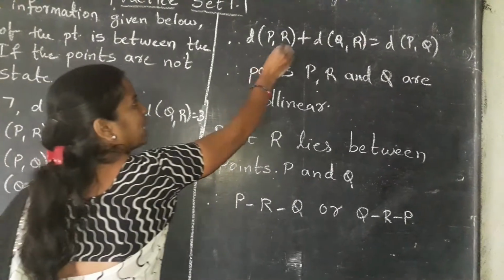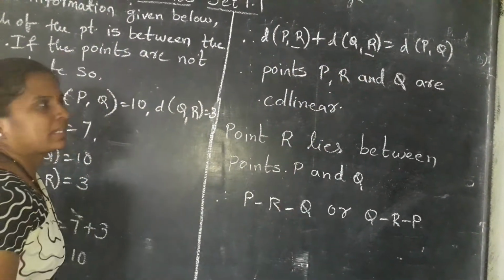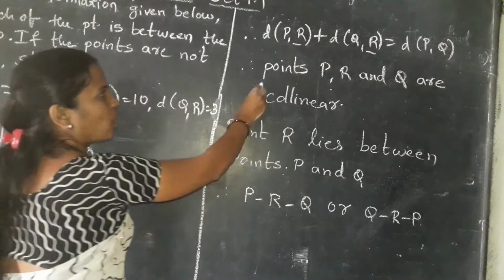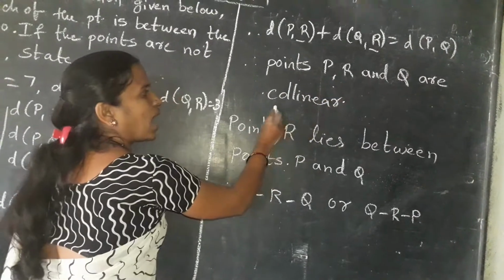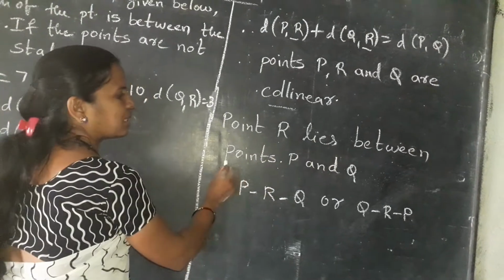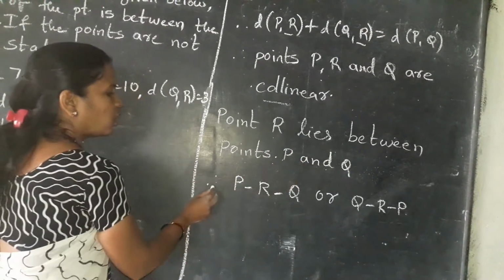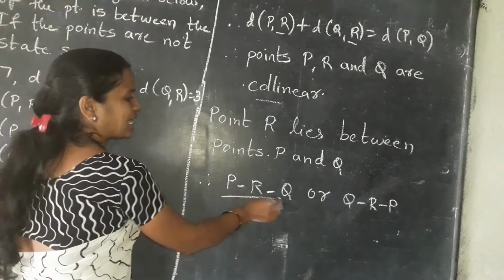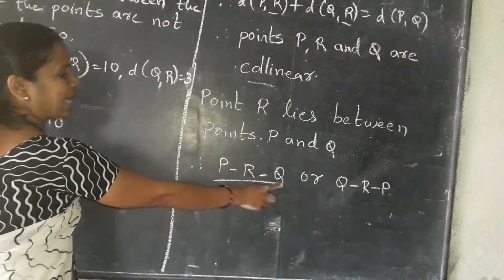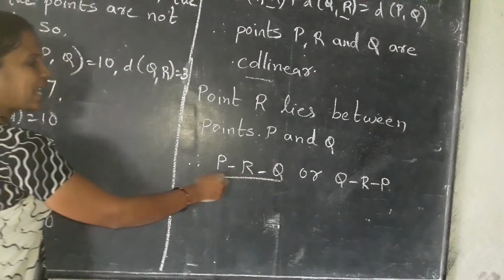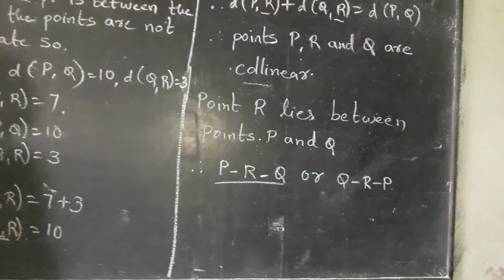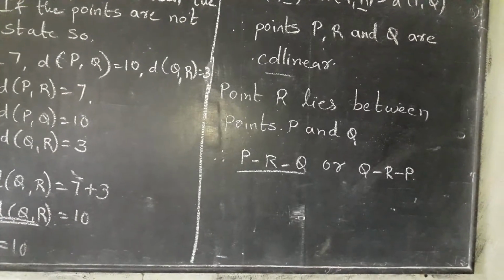In this, point R is the same. That means point R is between P and Q. So, points P, R and Q are collinear. Therefore, point R lies between the points P and Q. So, we can write this as P-R-Q. It denotes that point R is between P and Q. Or we can write it as Q-R-P. It also denotes that point R is between Q and P.